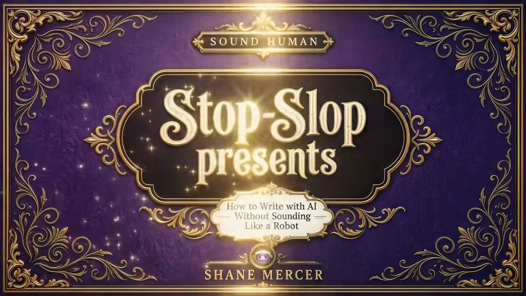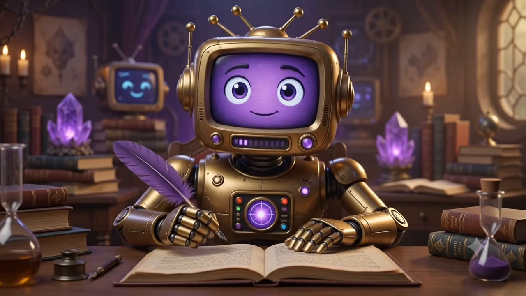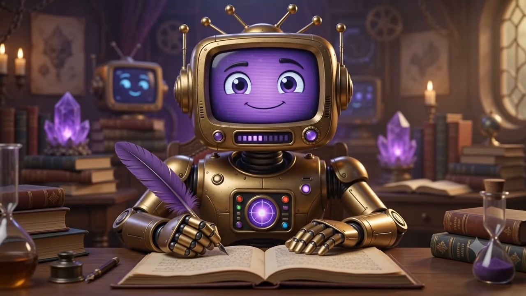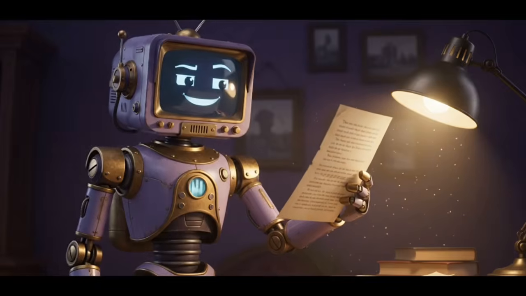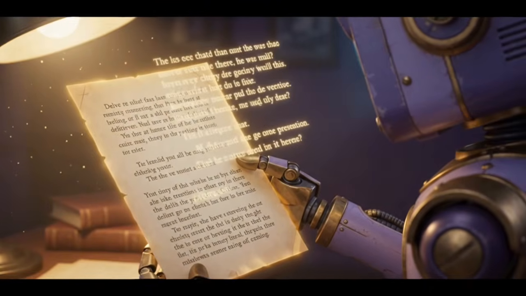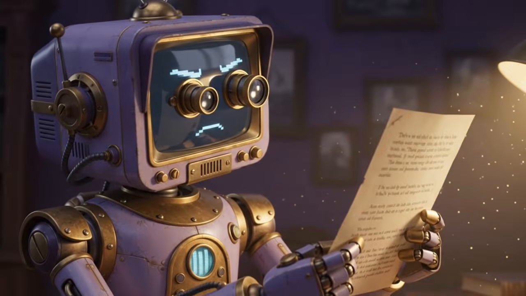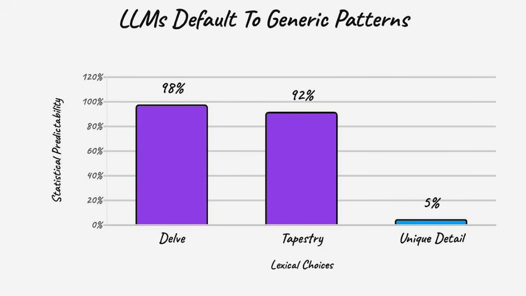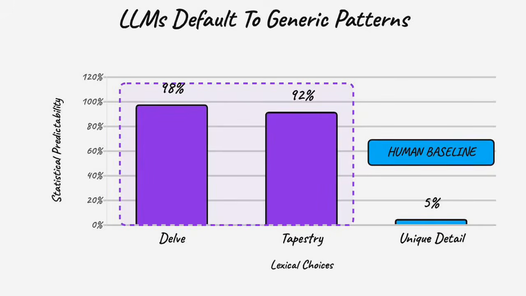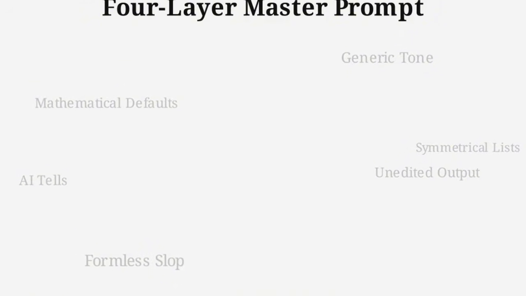If you ask an AI to write a story right now, you are almost guaranteed to receive a rich tapestry or a symphony of chaos. That predictable robotic tone isn't happening because the AI lacks capability. It happens because without specific instructions, language models default to the most mathematically safe, frequently used patterns in their training data. To fix this, you need to build a 4-layer master prompt.